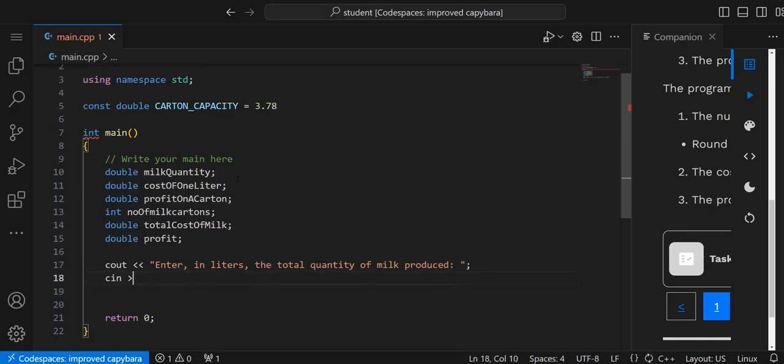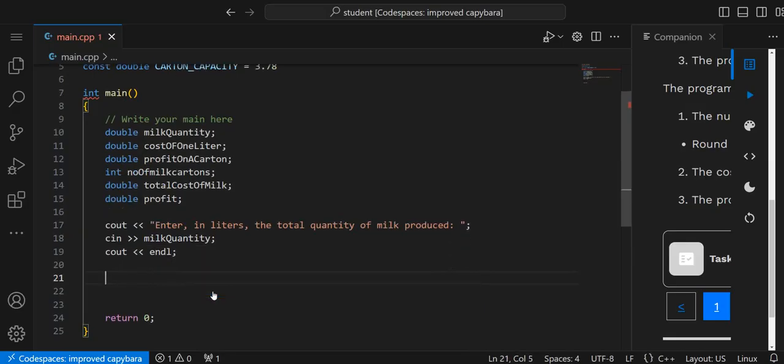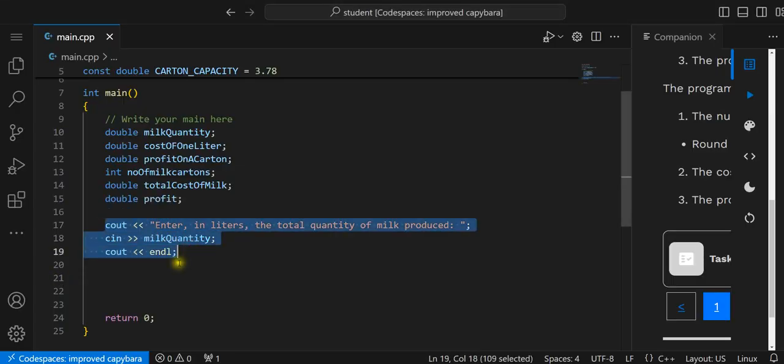Cancel in, and that's going to be milk quantity. Again, in the line. Right. Next, we'll go to copy and paste these and editing them.